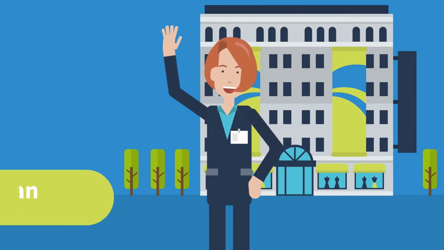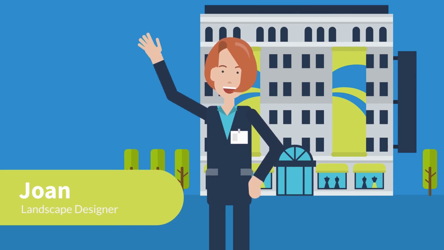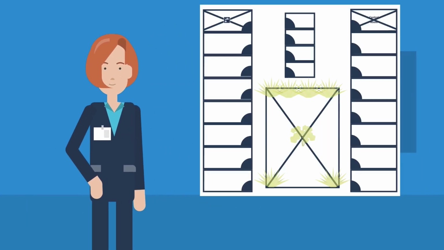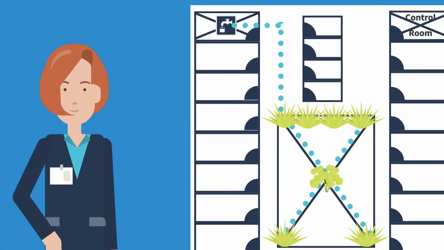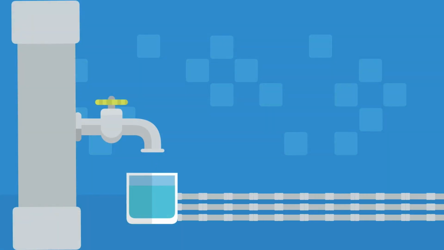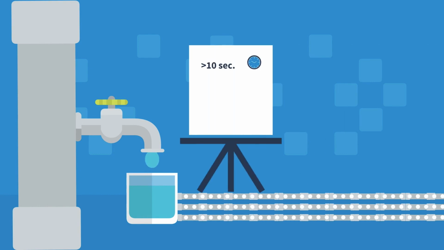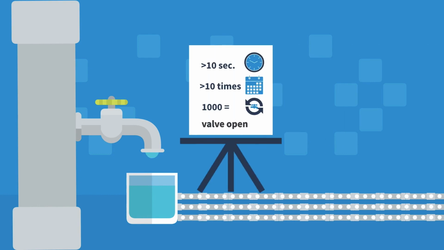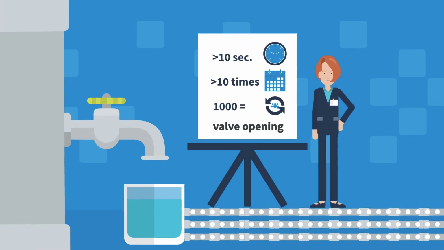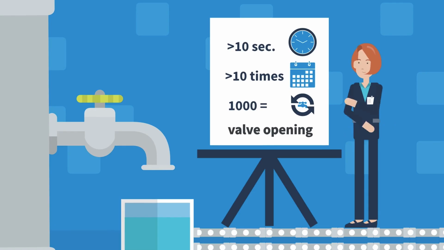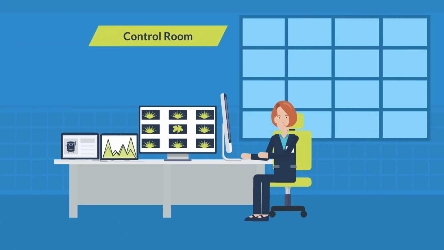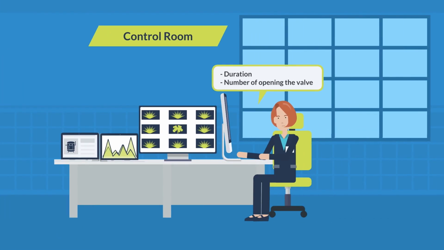Meet Joan, a landscape designer at a large mall. Joan maintains an irrigation system for indoor plants. One of her jobs is to control the valve that fills the system with water. Though it is a smart system, it has technical limitations and needs human supervision. For example, Joan tracks how often and how long the valve is open. These parameters are metrics that measure the system's behavior.